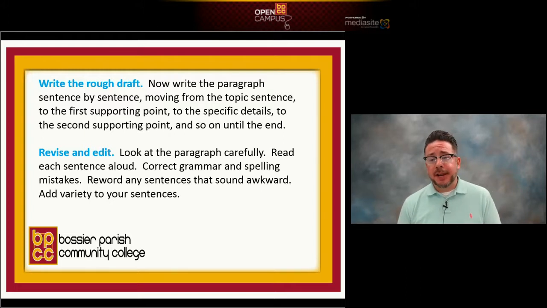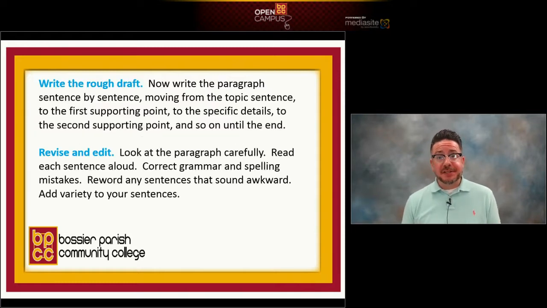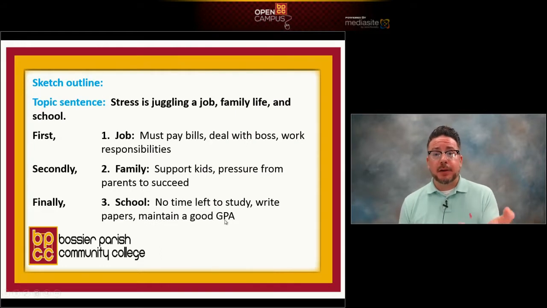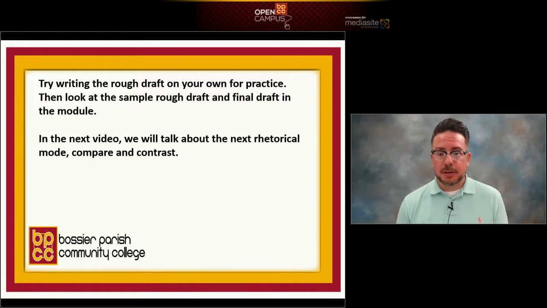We're going to look at the paragraph carefully. It's very helpful to read each sentence aloud. Reading the sentence aloud will help you to catch any awkward phrasing or if you left out a word. The reading aloud forces you to actually look at the words on the page and examine them carefully. We're going to correct any grammar and spelling mistakes. We're going to reword any sentences that we need to. We're going to add some variety to our sentences, as we did in step 4 in the modules before. Finding different ways to change up our sentence structure so that our writing doesn't become monotonous.